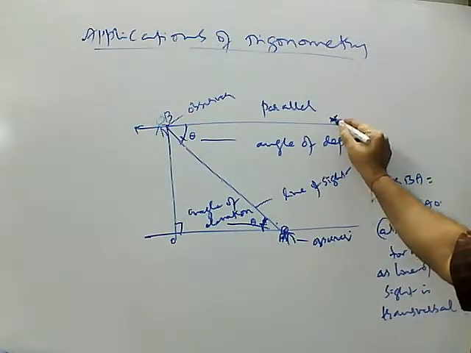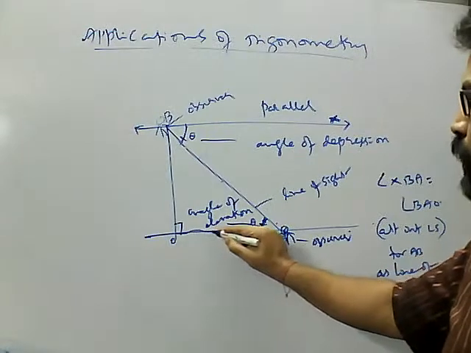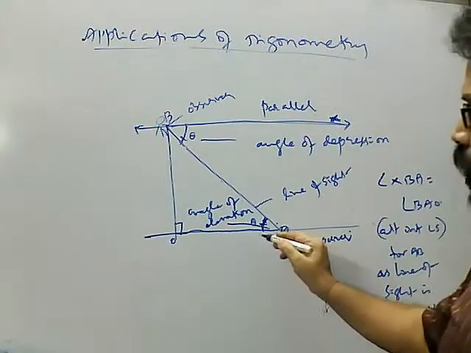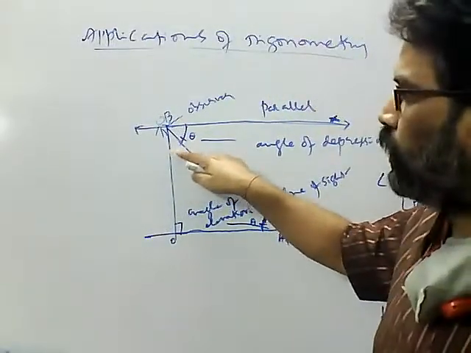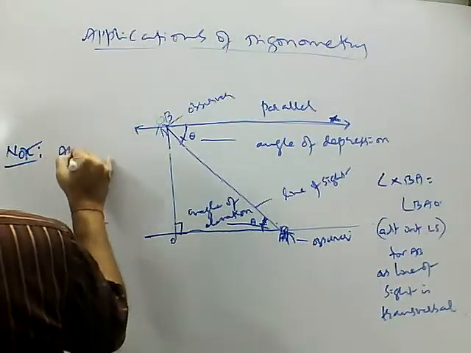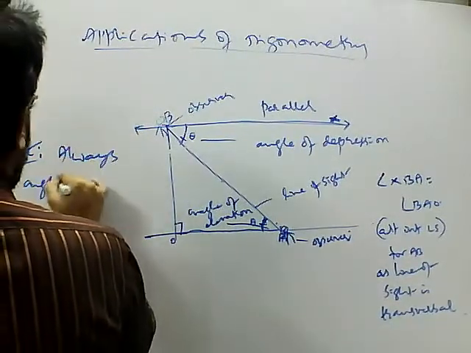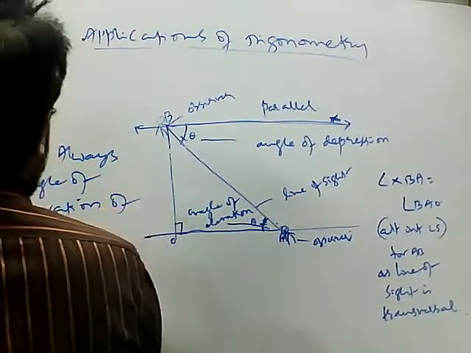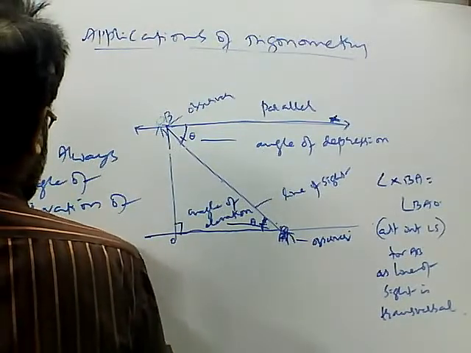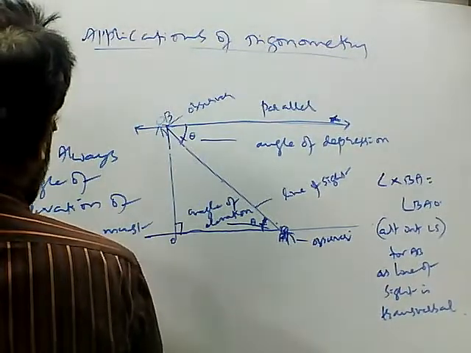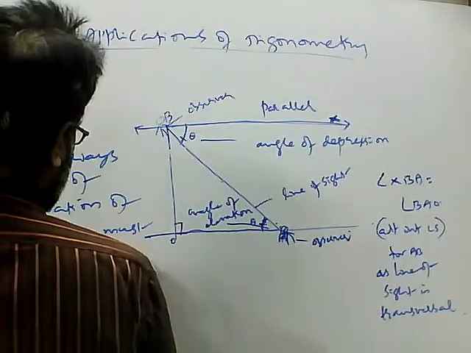And elevation or depression must always be measured with the horizontal. This is the base, and for depression, this is the horizontal. So there must be a horizontal for elevation and depression. That is a must, remember. If you take this as the depression, that is wrong because there is no horizontal for it. Understood now? So note down: the angle of elevation or depression must be with a horizontal.